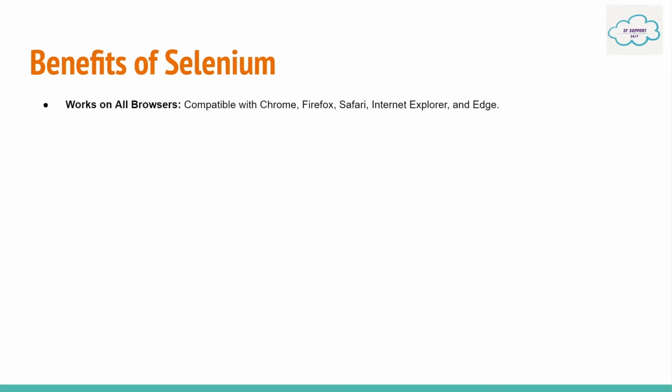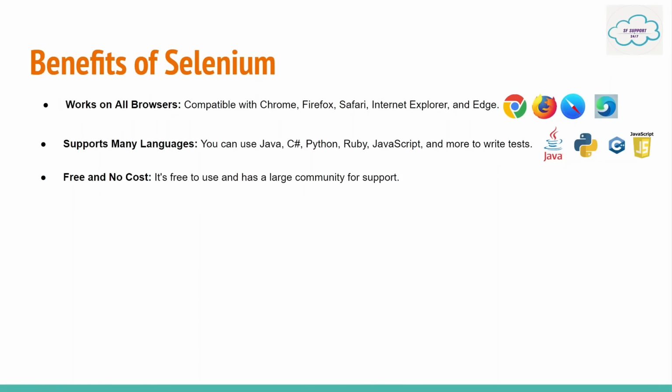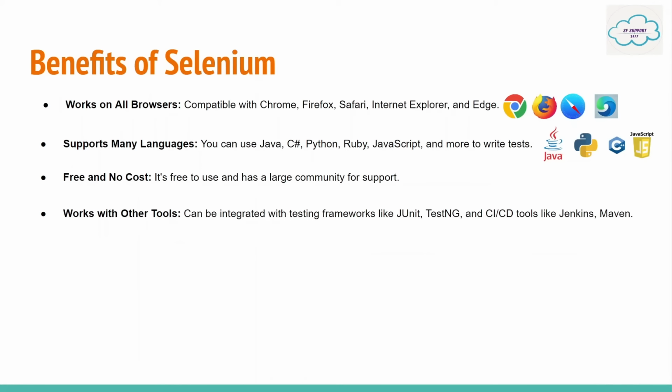What are the benefits of Selenium? This works across browsers such as Chrome, Firefox, Safari, and Edge. It supports many programming languages such as Java, Python, Ruby, JavaScript, and it can be downloaded freely at no cost from the Selenium website. There are no licenses or agreements with this Selenium framework or the binaries.